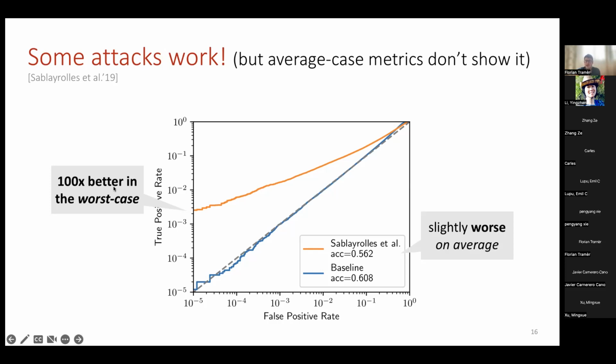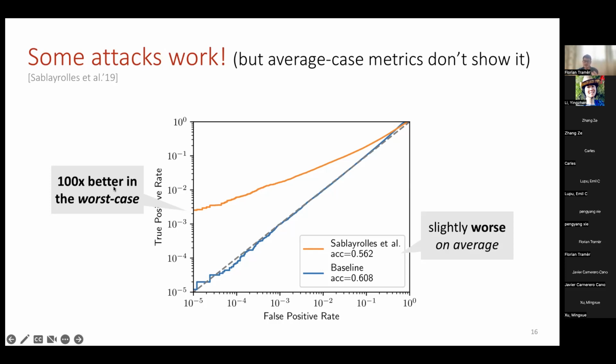And so this is really why we recommend that future work on membership inference attacks should look at how well these attacks work in the low false positive regime, because this is really what matters and what shows whether an attack can confidently infer membership for some worst case examples, or whether it's just measuring some average case overfitting of the model.